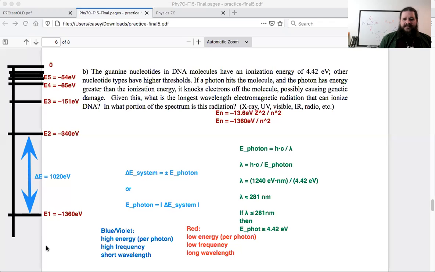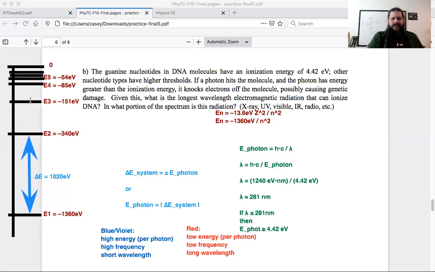Any questions on that? I had a question, Casey. Since it needs 4.42 or more, I get a little confused with the "or more" because I thought if it's quantized, doesn't it have to be an exact number? Or are you saying that "or more" would still have to be another exact energy level? If we wanted to end up on another energy state, another energy level, then yes, it would have to be exact. But in this case, we're not trying to bump it up to another specific energy state. We're trying to bump it up to 0 or beyond.